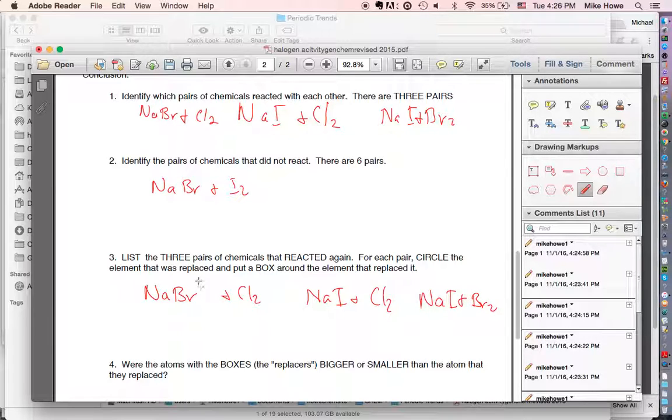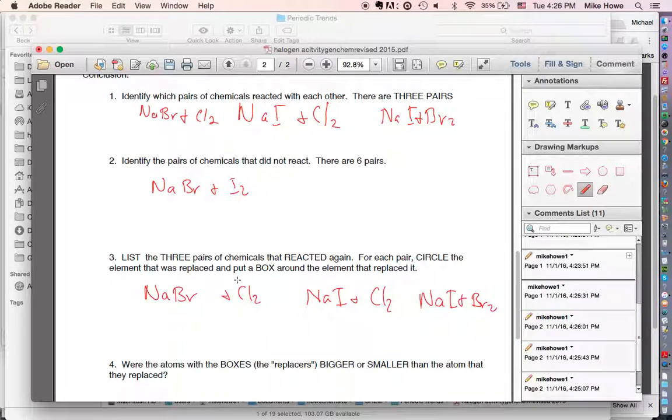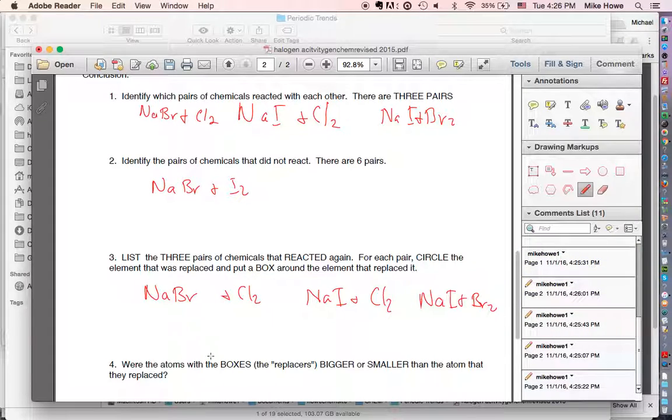Now we're going to circle the element that was replaced and put a box around the element that replaced it. So what happens is this single element right here comes in and kicks that element out. That comes down and becomes Br2. And it is yellow in color. This element comes in, kicks out the iodine, that comes down and becomes I2. That's purple in color. And that same thing happened up here.